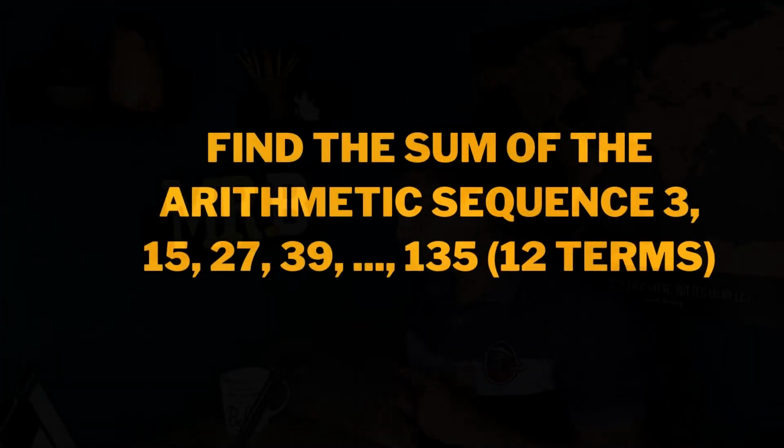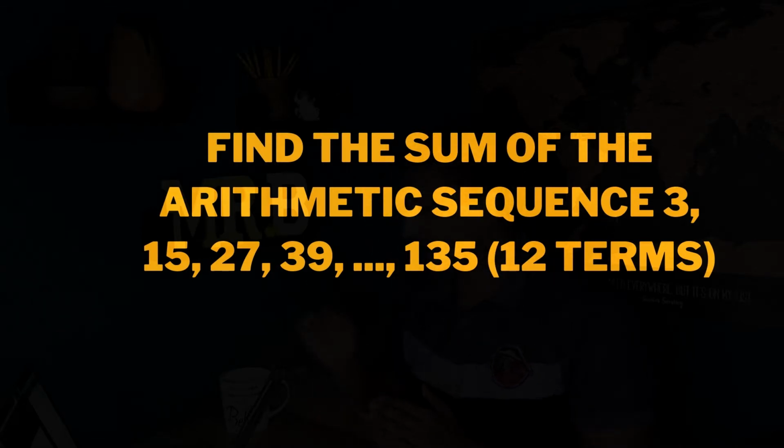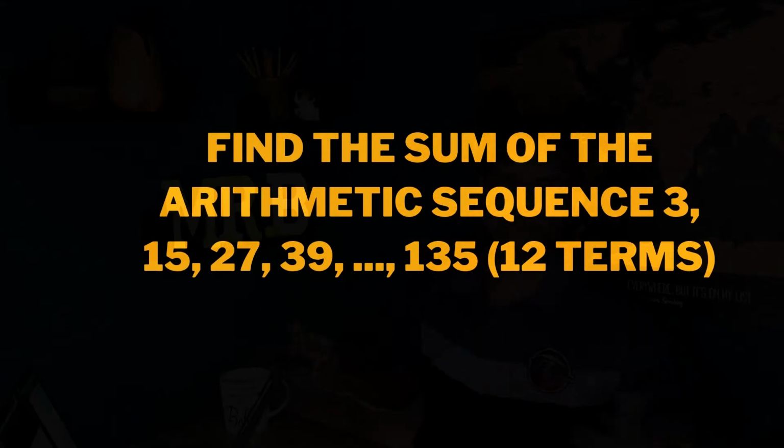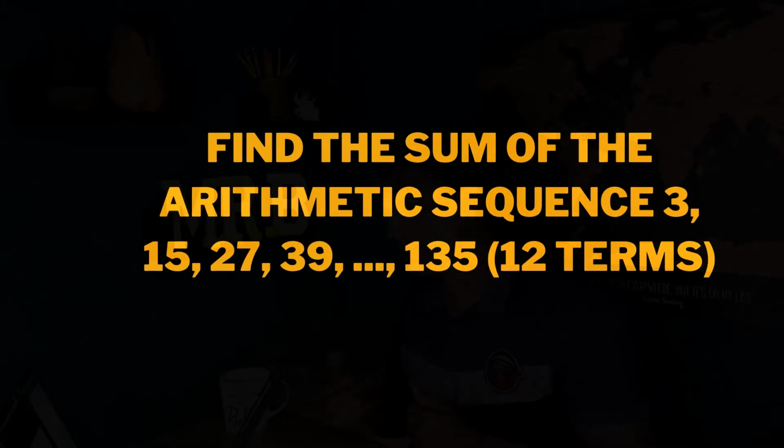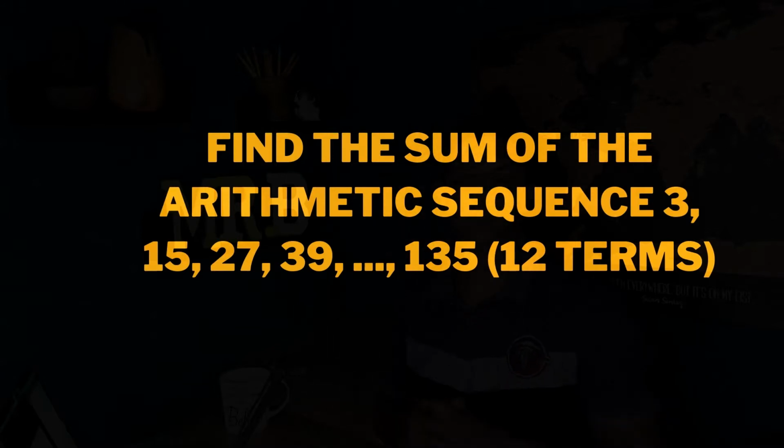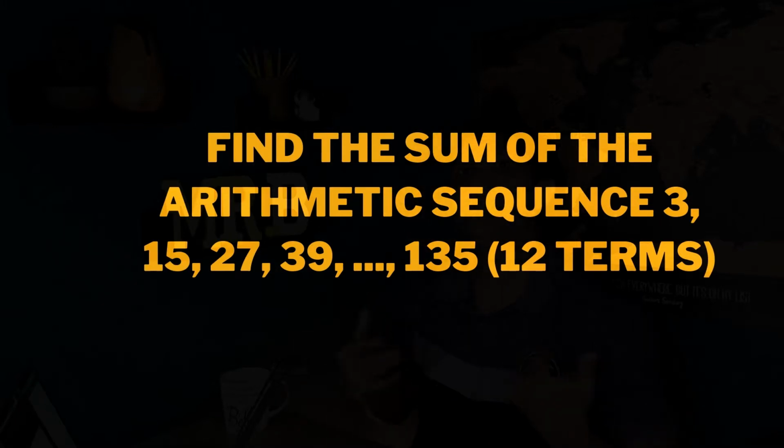Okay, so let's start. I think the best way to see this, because you are already familiar with the different notations and the meaning of the different variables, is by solving problems so you can get familiarized with this. The first problem says find the sum of the arithmetic sequence, and they are giving us part of the sequence: 3, 15, 27, 39, and 135 is the last of the terms. In total there are 12 terms.